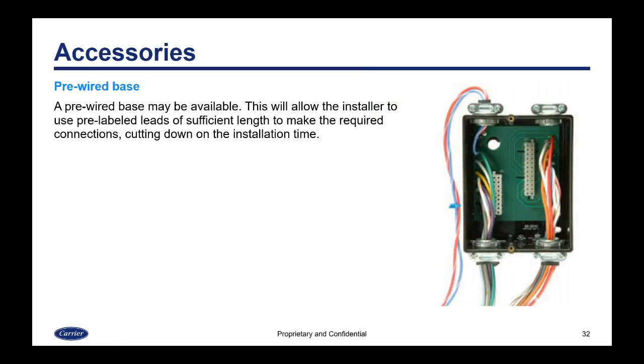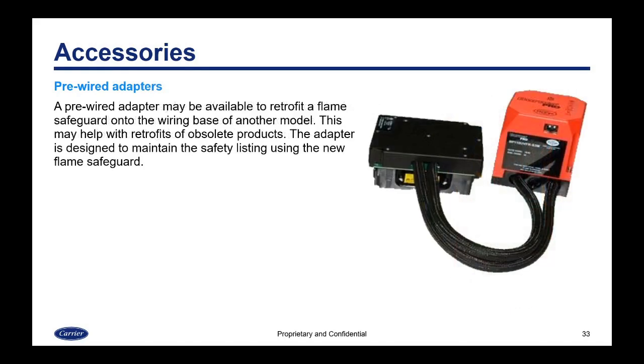Pre-wired bases may also be available for the flame safeguard, and this will allow the installer to use pre-labeled leads of sufficient length to make the required connections, which would make installation easier. Pre-wired adapters may also be available to retrofit a flame safeguard onto the wiring base of another model, and this may help with retrofits of obsolete products. The adapter is designed to maintain the safety listing using the new flame safeguard. And this is an example of a Burner Pro that can go onto a 7800 subbase.